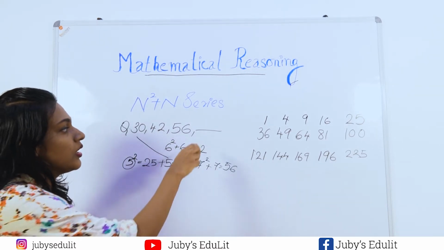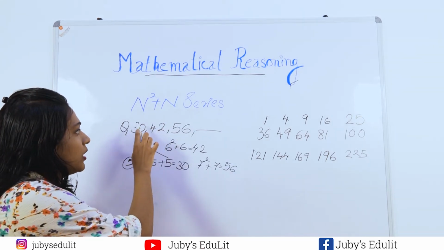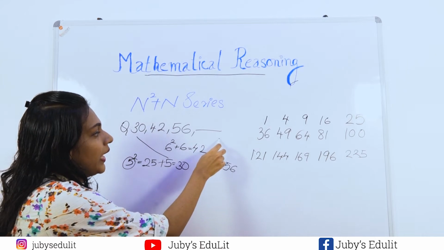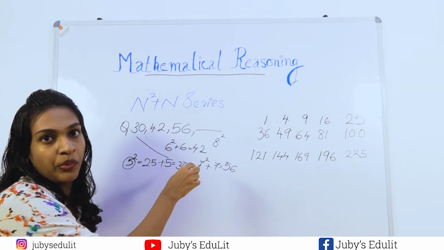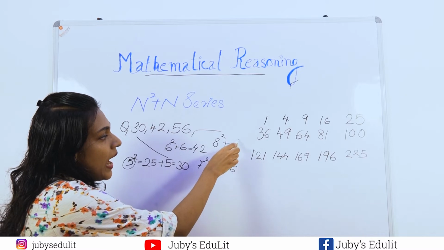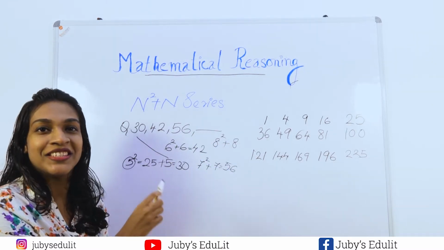Now let's find out the answer for this question. It is 5, 6, 7. Next is 8. 8 square. What is 8 square? It is 64. When 8 is added to 64, you get the answer 72.